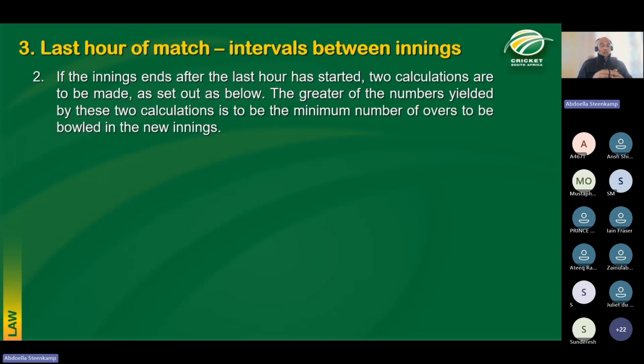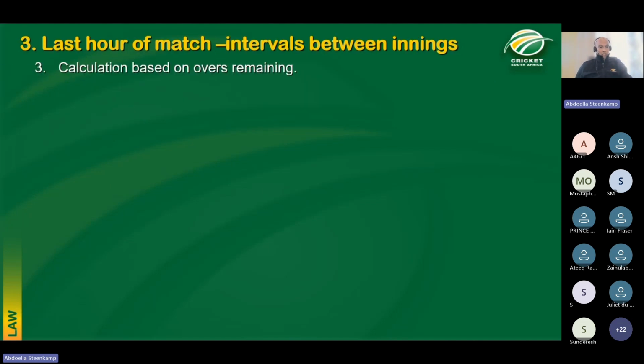Once the last hour has started, and there's now an interval between innings, a side was dismissed after the last hour has started. So captains would want to know, umpire, how many overs left? The law tells us 2 calculations need to be made. You'll do calculation 1 and get an answer. You do a second calculation and get an answer. You then compare these 2 answers, and the greater of the 2 answers will be your minimum number of overs to be bowled in the last hour. So that's the theory.